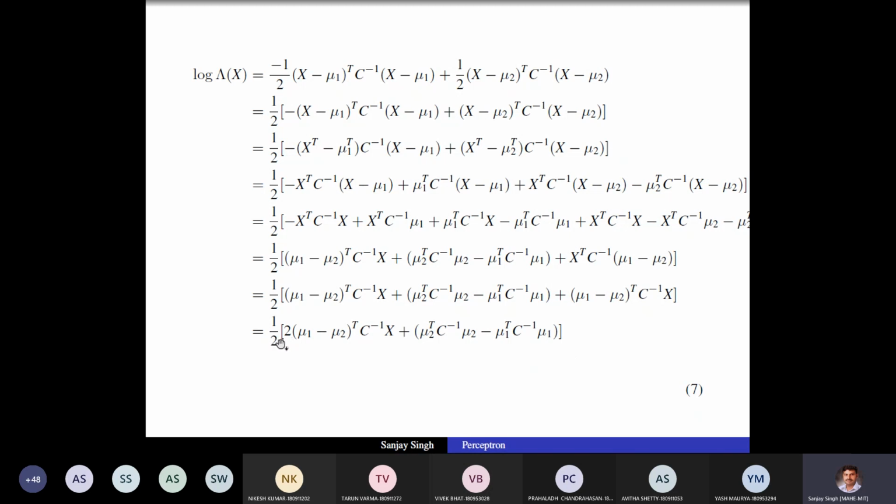Now I'll take this 1 by 2 inside and cut it off. This 2 is just a scaling component. So once I do this, I'll get something like this. Now it may not be very obvious to you, but actually it is. If I'm taking log lambda of x, this becomes y of x equal to mx plus c. Here c we will call a bias vector. Instead of mx, this is nothing but w transpose x.